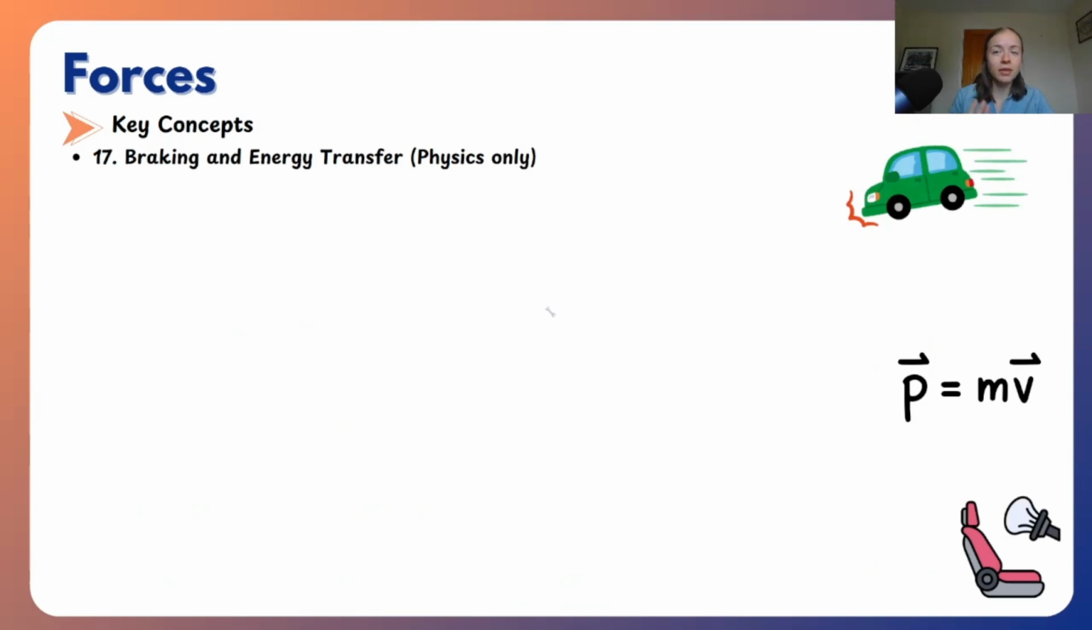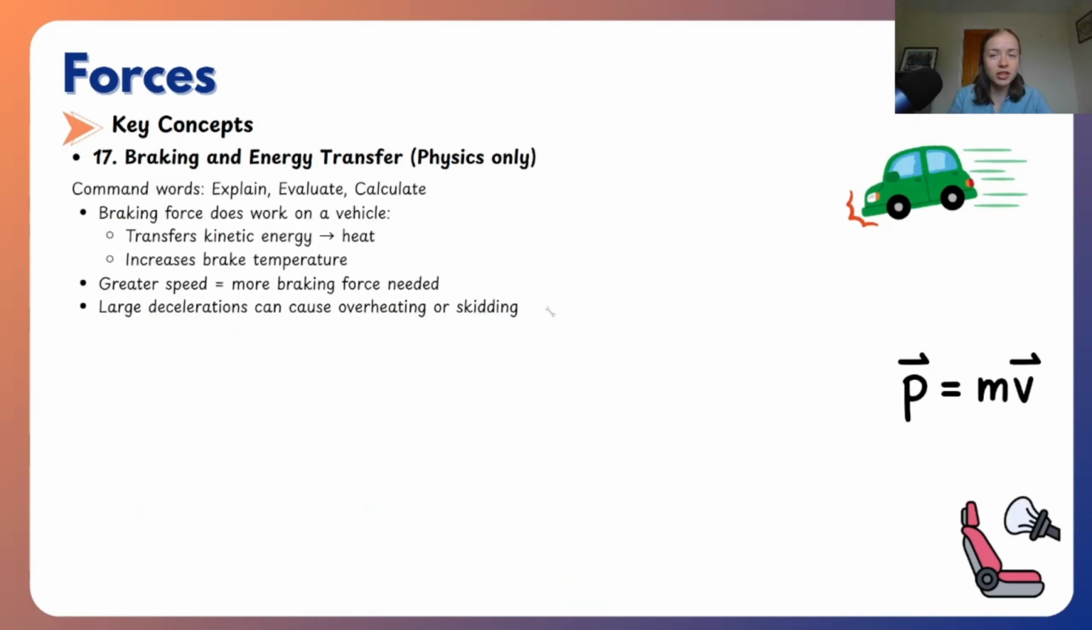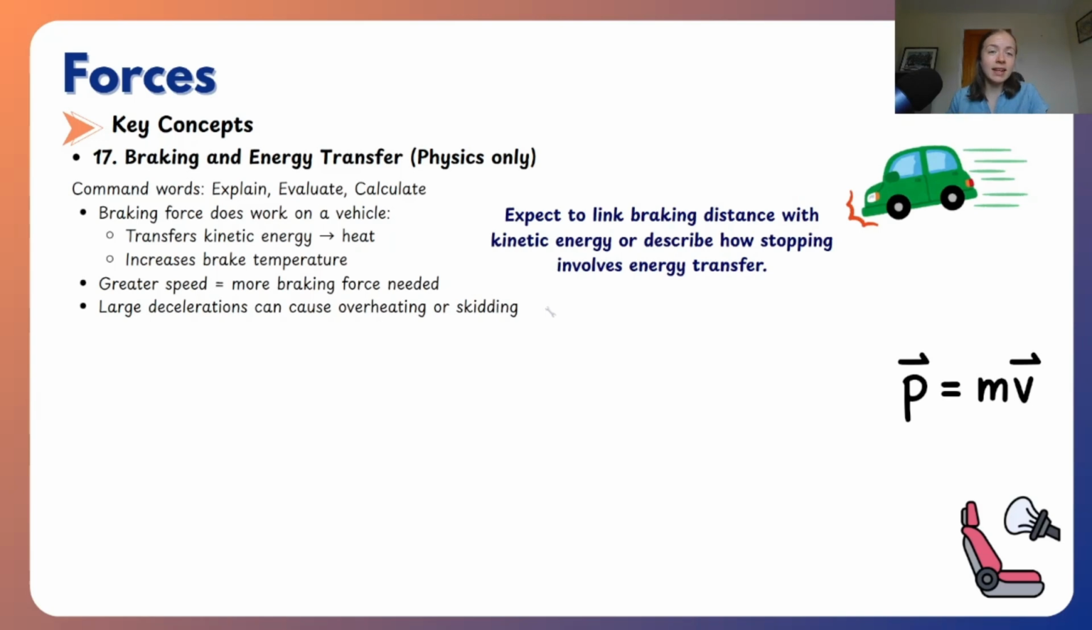And finally, going through our last few units here, you also need to be able to talk about braking and energy transfer if you're a physics student. So talking about how the braking force does work on a vehicle, and that transfers kinetic energy into heat energy, which increases the brake temperature. So if you're at a greater speed, more braking force is needed to stop in a given time, and you also need to understand that large decelerations can cause overheating or skidding, which is related to the work being done on the vehicle or the elements of the vehicle.